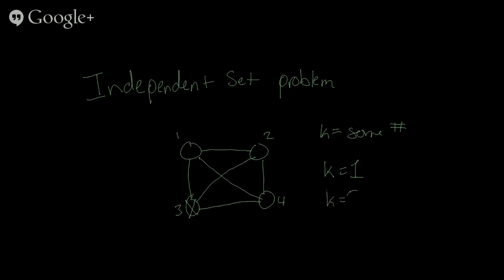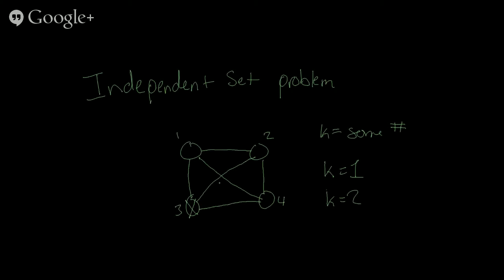If k equals 2, however, we can't have that because if we chose 3, we can't choose 1 because 3 is connected to it. We can't choose 2 because 3 is connected to it. We can't choose 4 because 3 is connected to it. And same for all the other vertices. There's no combination of 2 vertices here that we could choose and they wouldn't be connected to each other.